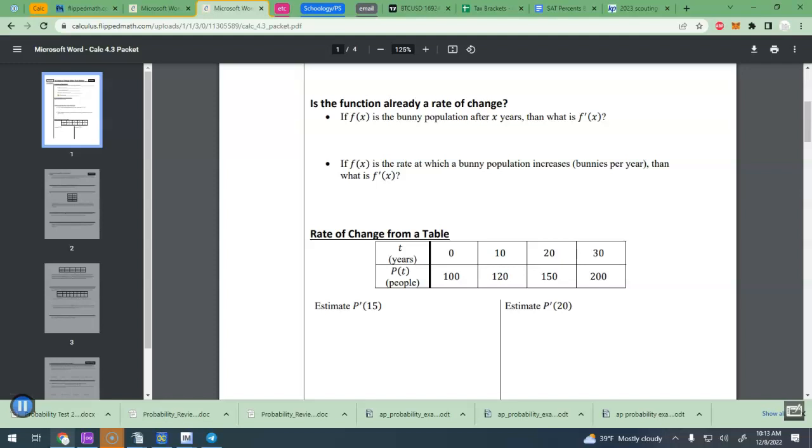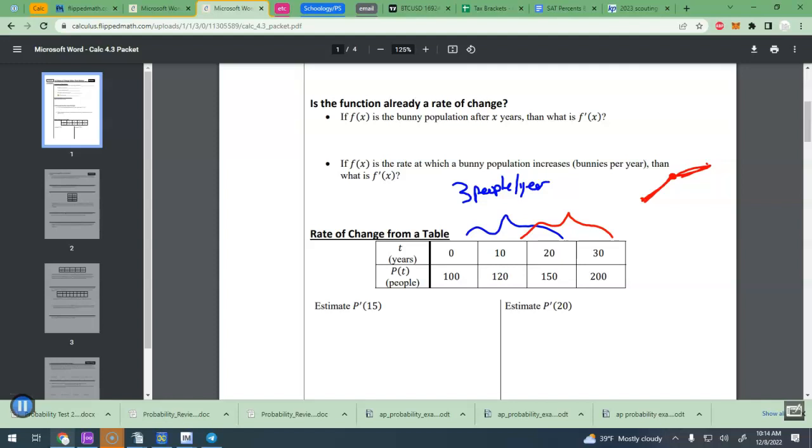P prime of 20. I think there are two things that they would accept. There might actually be three or four. But in my opinion, the best thing you can do is find the slope between these two, which we just did. That slope is 3 people per year. And then the slope between these two, looking at 10, 20, and 30. I'm saying find this slope and then this slope, and we're going to average them together. That's what I think is the most accurate.